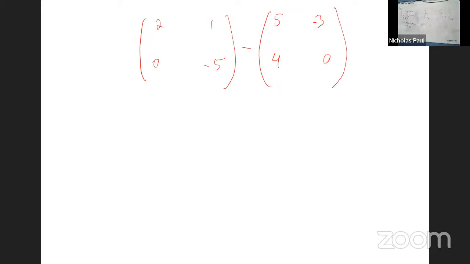Right? You're subtracting the exact same positions, right? So you're subtracting 2 and 5 and 1 and minus 3, right? Whenever you do addition and subtraction, you're supposed to get back the same size matrix, right?